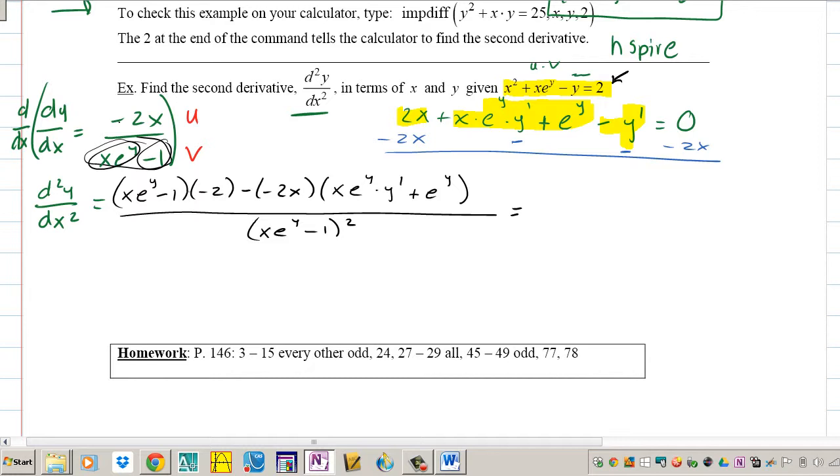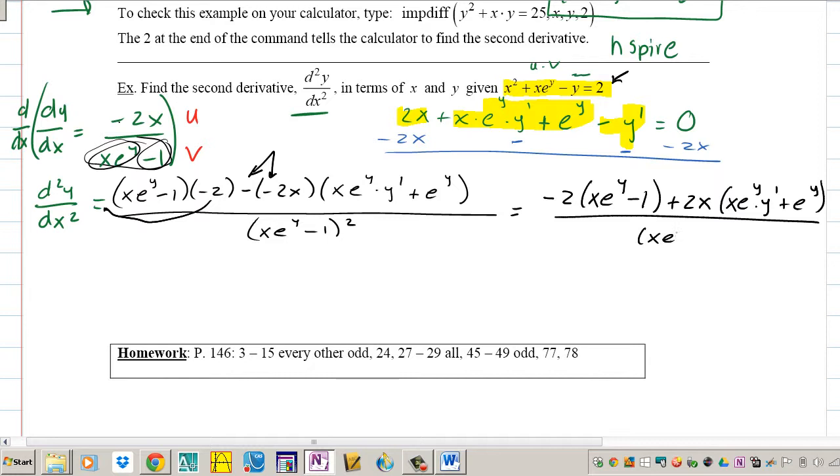So let me clean this up. Let me move this negative 2 to the front. Negative 2 times x e to the y minus 1. A negative and a negative make a positive. And then all of this becomes x e to the y, y prime, plus e to the y, all over x e to the y minus 1 squared. Now it says to find it in terms of x and y, so that means that this y prime has to go.